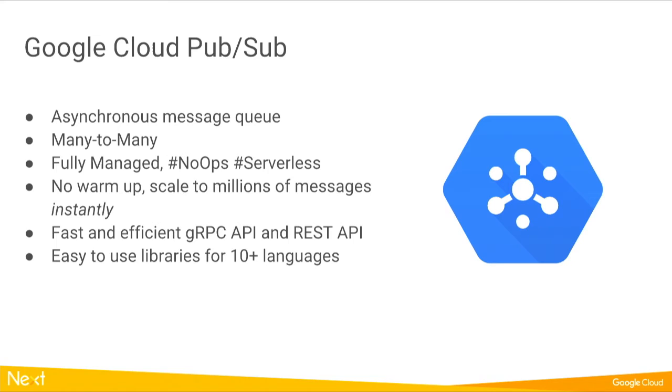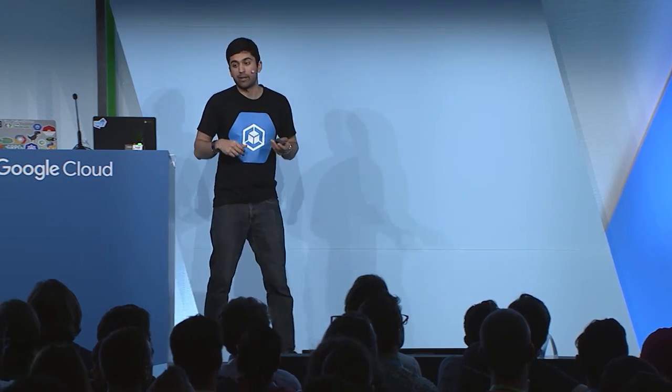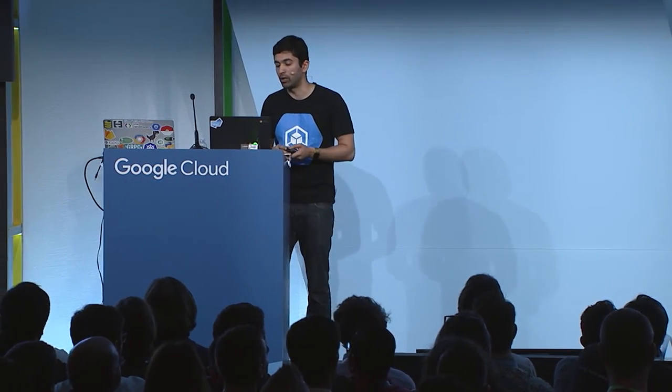So Google Cloud Pub/Sub is an asynchronous message queue, many-to-many communication, fully managed. It's no-ops, serverless. It just scales to millions of messages instantly. You don't have to warm it up or anything like that. There's a gRPC API that's really fast and a REST API that you can use as well, and a bunch of libraries for about 10 languages, the normal 10 languages that we support on Google Cloud.